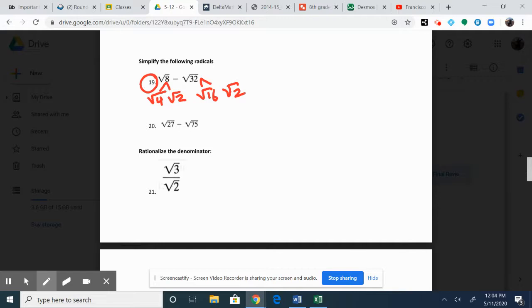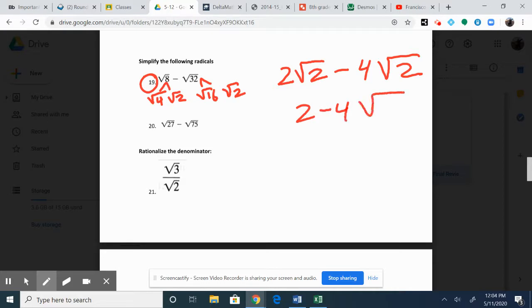So now we take the square root of 4, that's 2 square root of 2, minus square root of 16, which is 4 square root of 2. So now that the square roots match, we can just subtract them. So 2 minus 4, which would be negative 2 square root of 2.